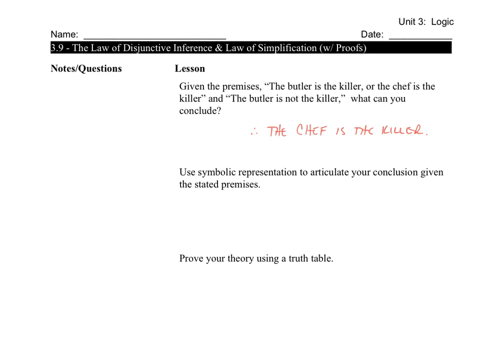So let's say the butler is the killer is B, and the chef is the killer is C, and we're told that the butler is the killer or the chef is the killer. But then we're told that the butler is not the killer, which means that not B must be true. Well, from this information, I could obviously conclude then that C must be true. And that's because I've been given a disjunction that's true, and then I was told that not B was true, meaning B is false, so C is true. It's the only way for that to be possible. This is the law of disjunctive inference.